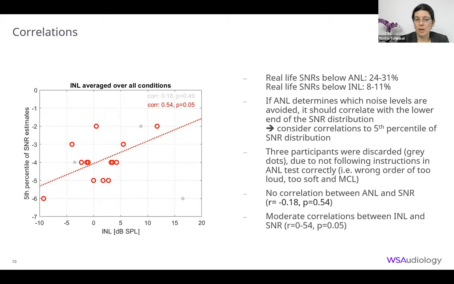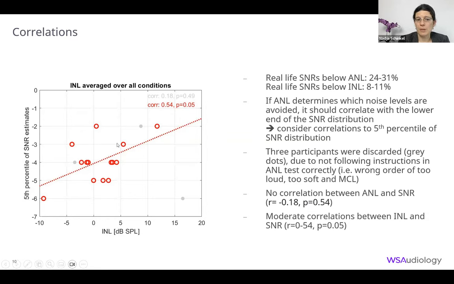And if we can shape our environment, you would expect that there is a correlation between the unacceptable noise level of individuals and the SNRs they experience. We did not find this correlation for the acceptable noise level. However, we did see this correlation for the unacceptable noise level. Here we correlated with the 5th percentile of the SNR. And we found a moderate correlation, which is borderline significant.